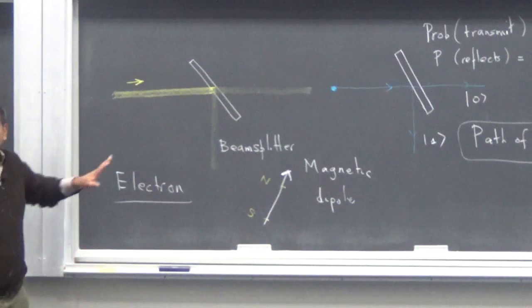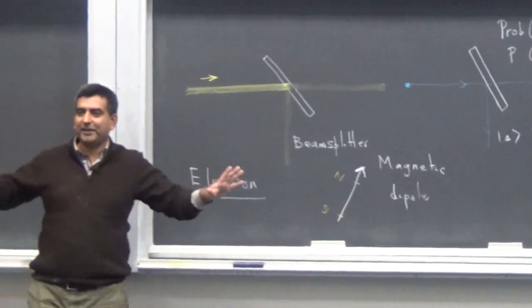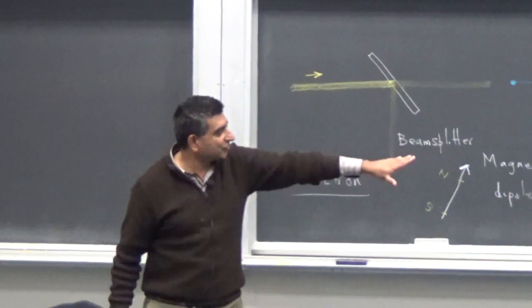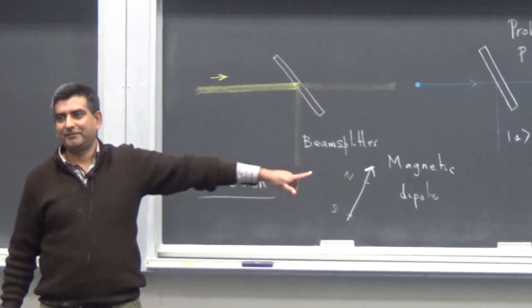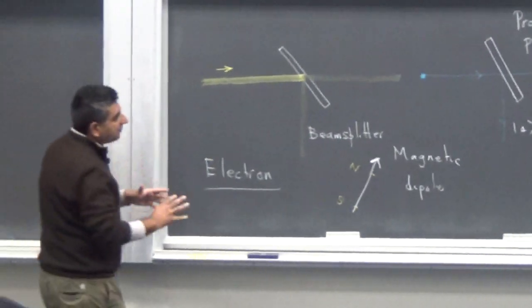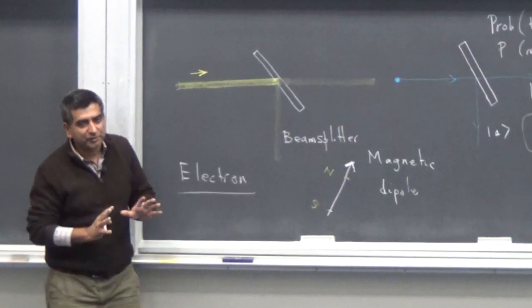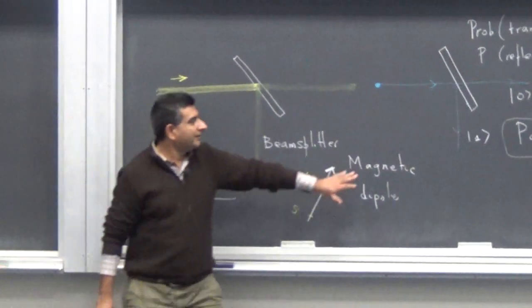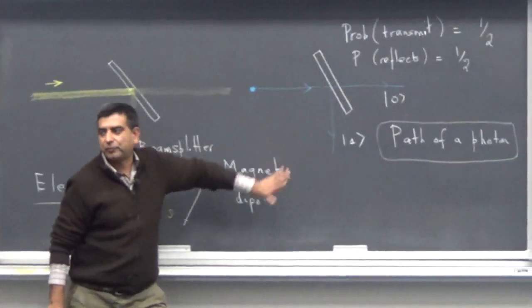Now, till here, did you understand, okay? Now I'm going to make sense of that. What does that mean? And the physical example that I have chosen to describe this process is this experiment, the path of a photon.